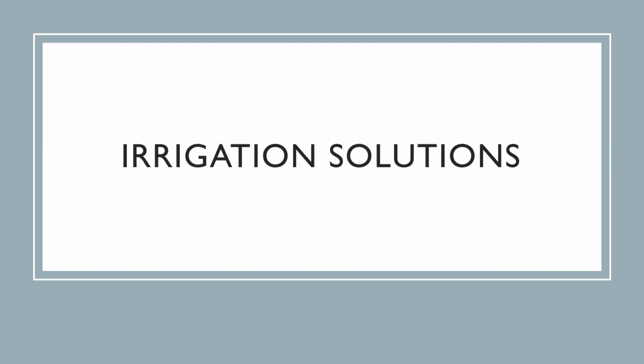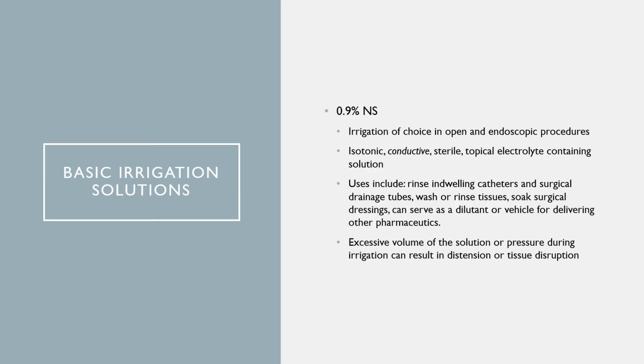Right, here we're going to go over some of our irrigation solutions. We are almost through this chapter. So our basic irrigation solutions, the most common, as we said, is going to be our normal saline, which is 0.9% concentration. This is the irrigation of choice in open and endoscopic procedures. This is isotonic, sterile, topical.